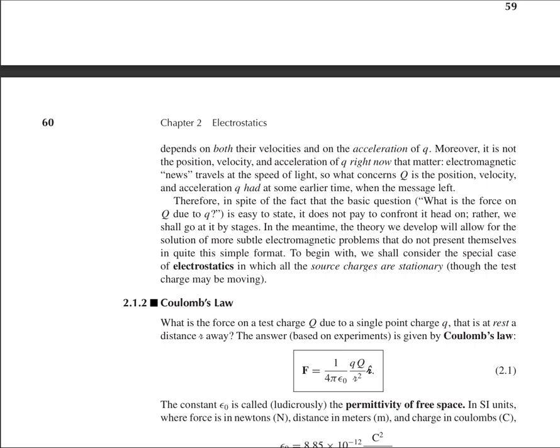They are talking थोड़ा सा massive scale में, मतलब light years के scale पे, या light hours के या light minutes के scale पे, it's a very big distance of r that they are talking about. So basically Q का जो position है, what concerns Q, the test charge, ठीक है, is the position, velocity and acceleration of small q, which is the source charge, which had at some earlier time जब message left किया.